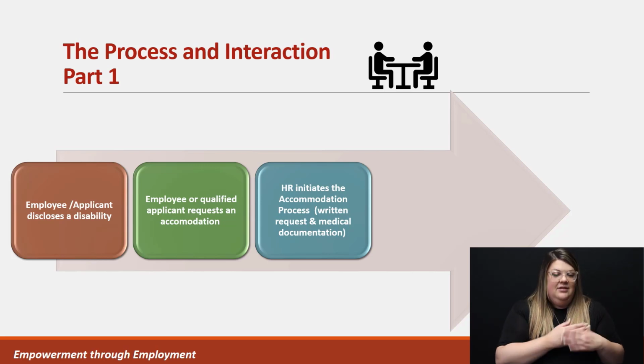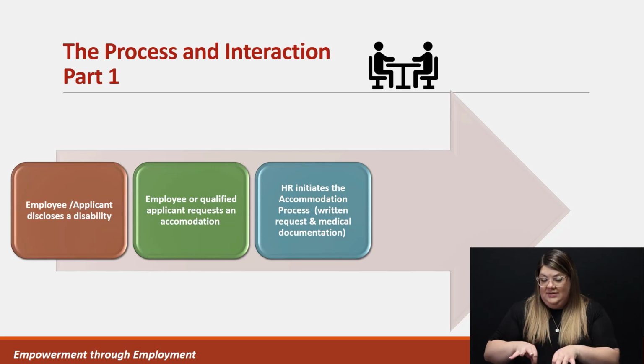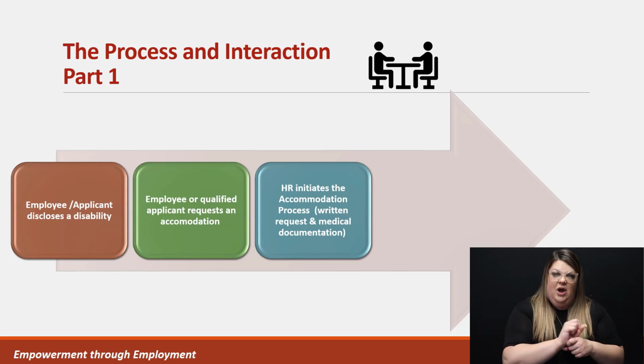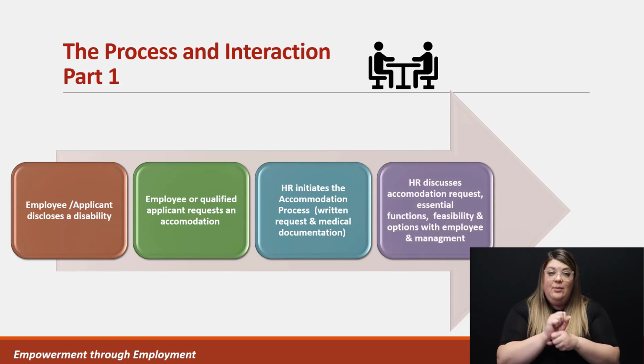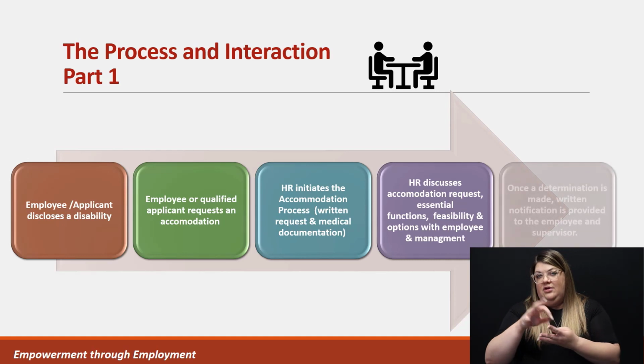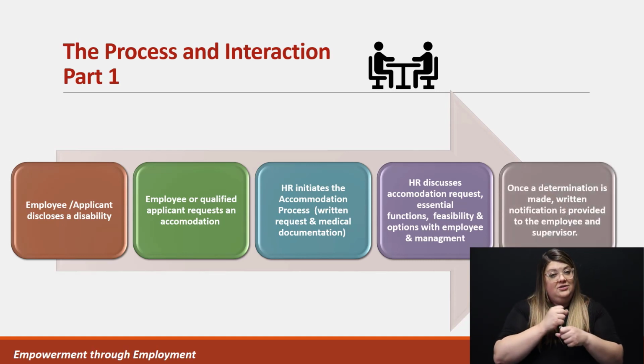CW will review the employee's job description and determine the essential functions of the job as well as the non-essential job tasks that may be modified, reassigned, or otherwise adjusted. CW will discuss possible accommodations with the employee, their healthcare providers, and supervisors who have knowledge of the worksite and the job. CW will then determine whether the employee's preferred accommodation creates an undue hardship for the employer and then suggest and discuss alternative accommodations. Once a determination is made, written notification is provided to the employee and supervisor.